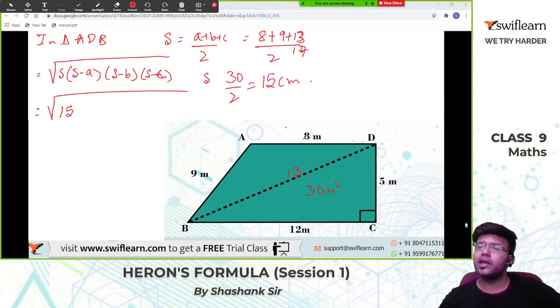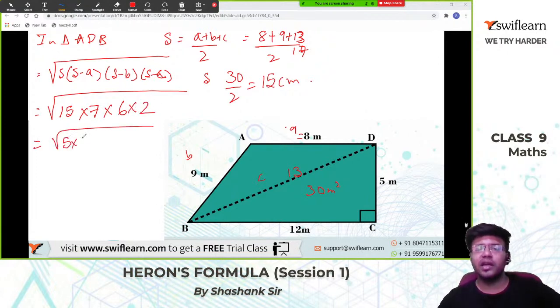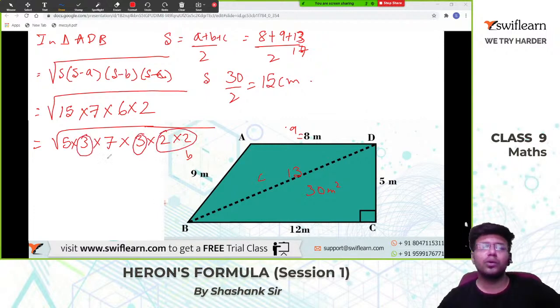So 15 minus 8. How much is 15 minus 8? This is A, this is B, this is C. So 15 minus 8 कितना है? 7. Yes. 15 minus 9 is 6 and 15 minus 13 is 2. Now split this. We can write 5 into 3. 7 is a prime number. We cannot split it. 6, 3 into 2. और ये 2 as it is. Now make pairs. ये 3, ये 3, ये 2, ये 2. Okay. So outside I can write 3 into 2. And inside the square root remains 5 into 7.